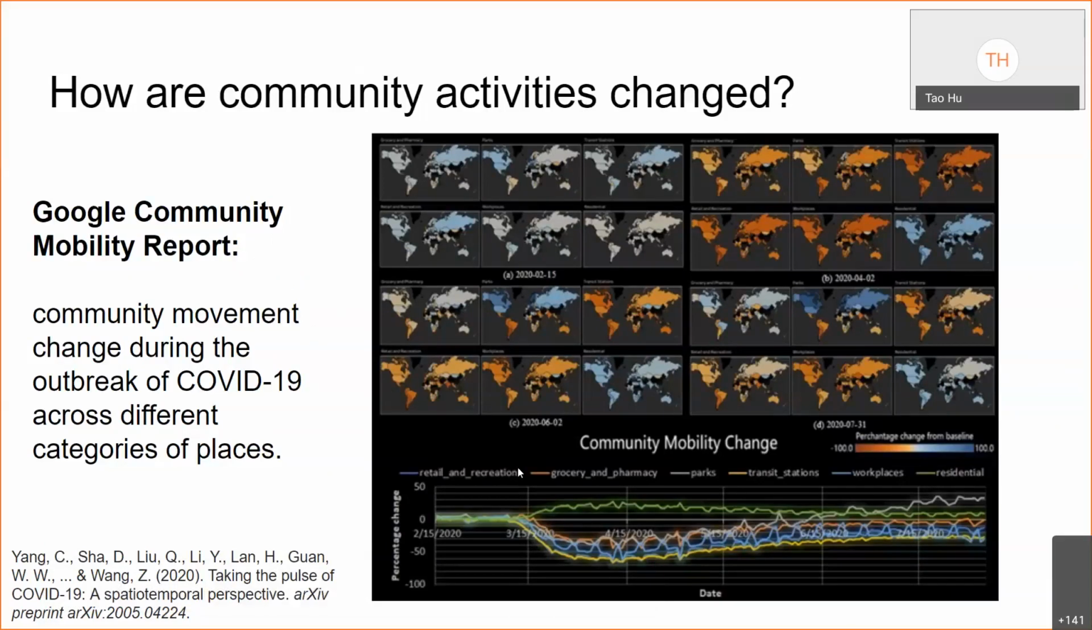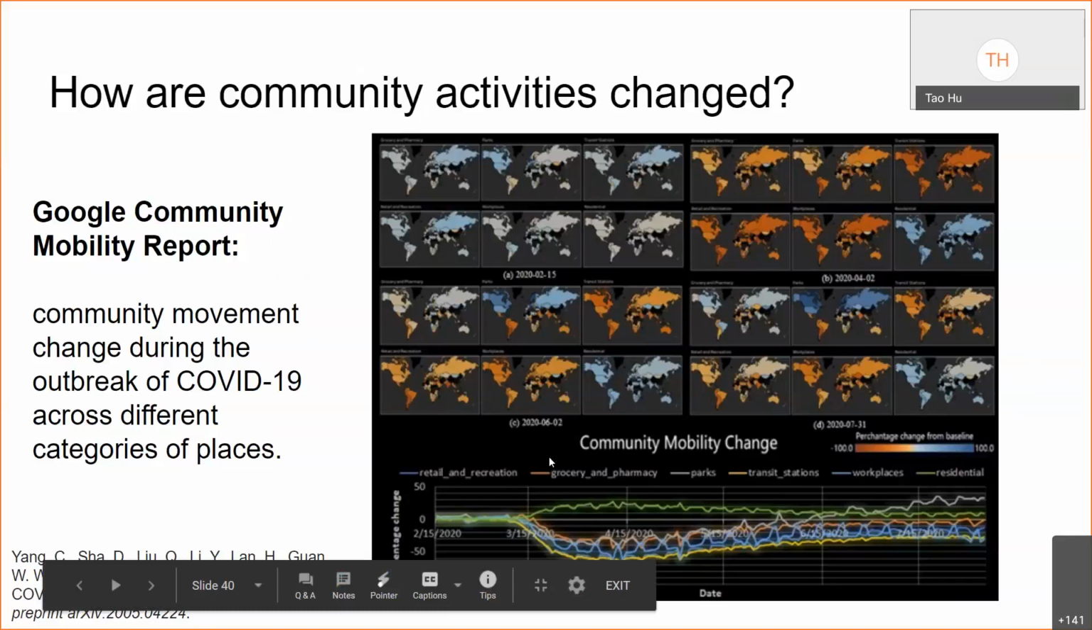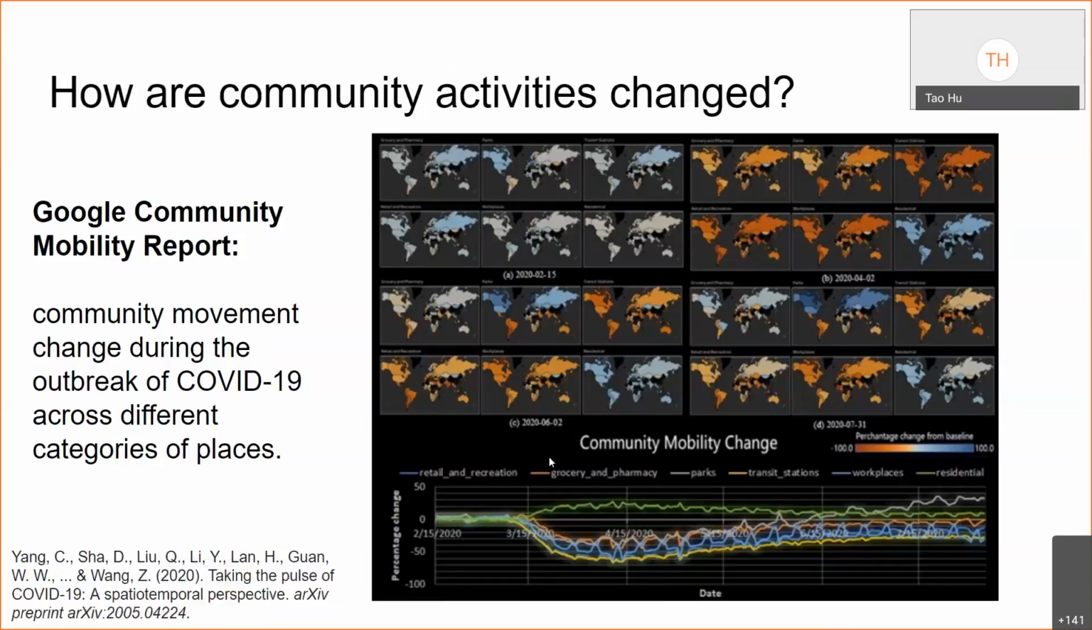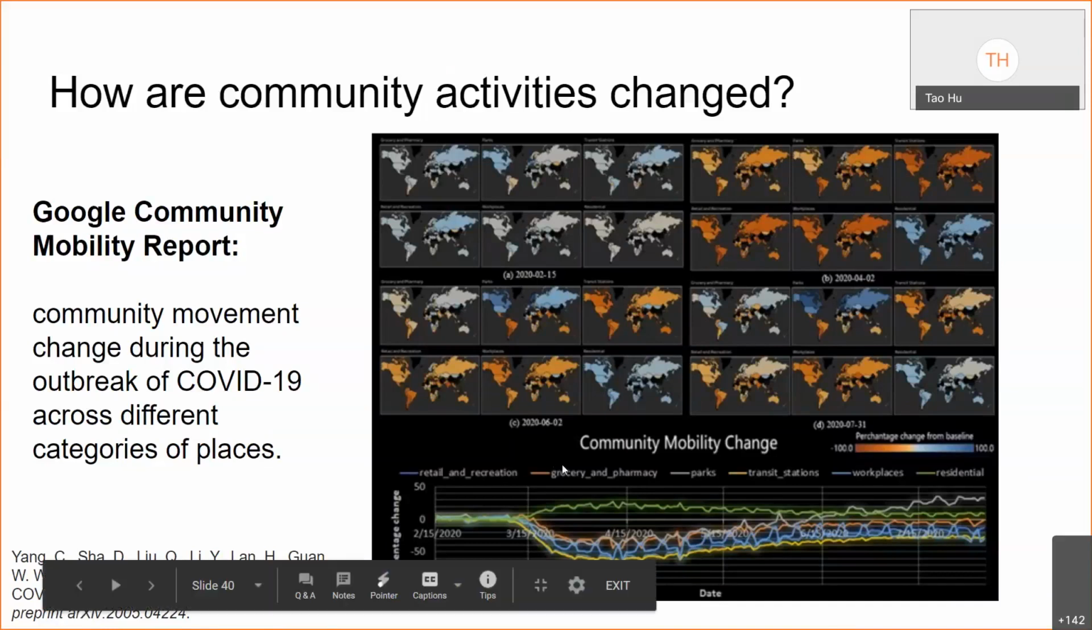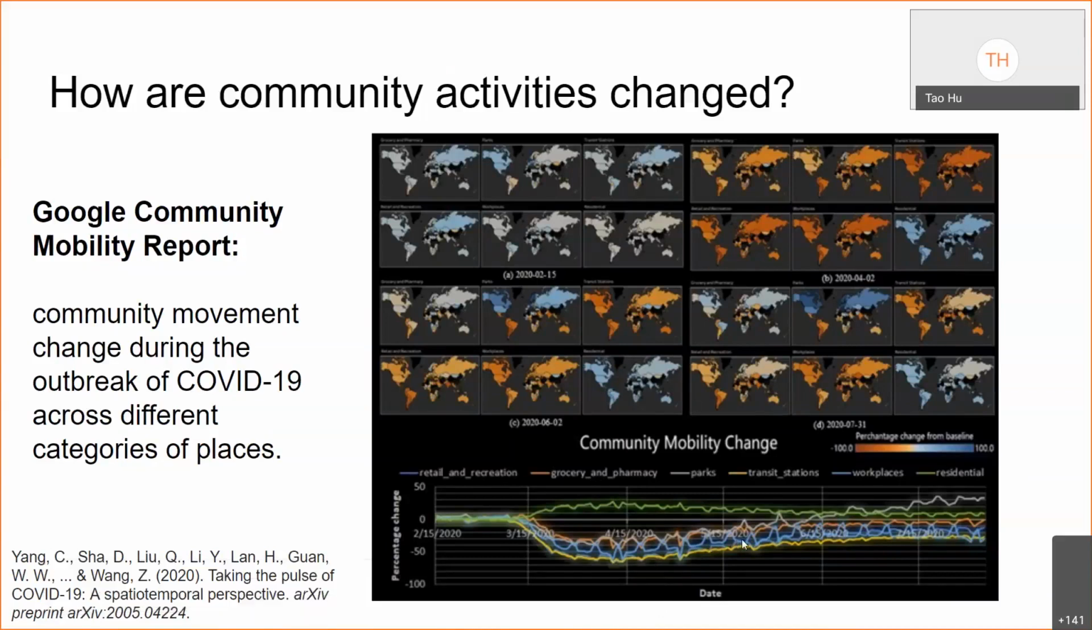So you can see the visits to public places such as parks and groceries decreased significantly as the outbreak of COVID-19 swept across the world. And activities at home increased dramatically as the result of stay-at-home or work-from-home policies. As the situation turns better in some regions and countries, visits to public places such as workplaces and parks have increased gradually since late May.